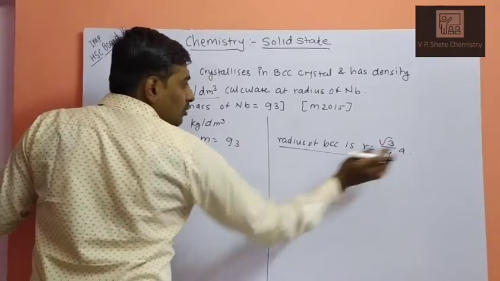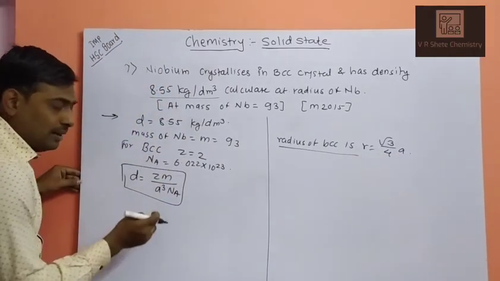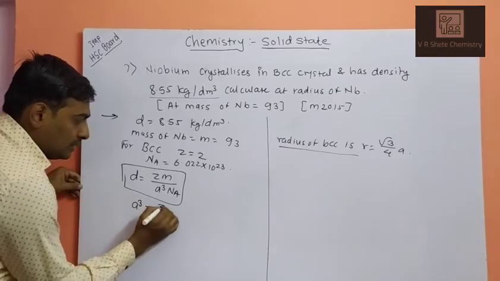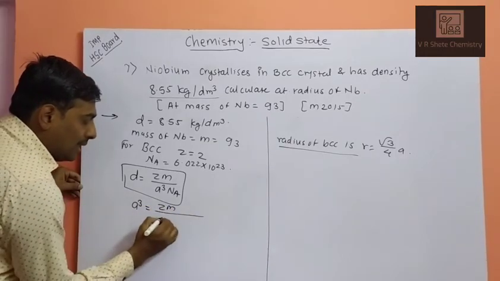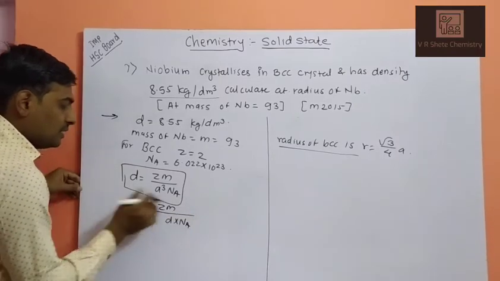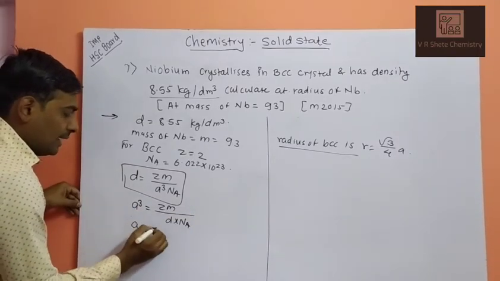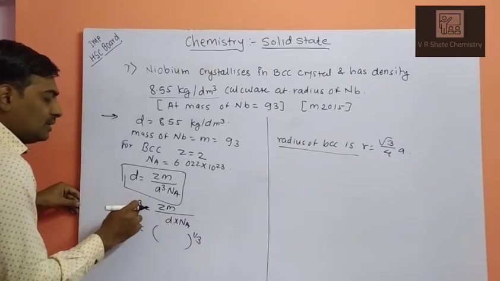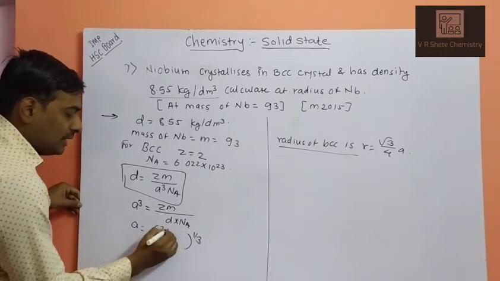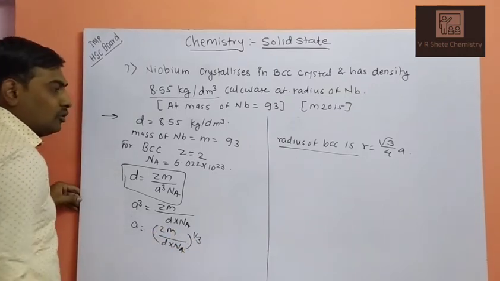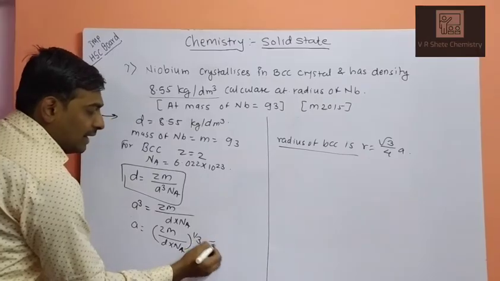So first of all, we have to calculate A. Rearrange this formula for A. Just shift A to this side: A cube is equal to Z M divided by D multiplied by Na. This is your A cube value. To get A, shift the power 1 by 3 to the right hand side, since this is a cube. A is equal to (Z M upon D Na) raised to 1 by 3. Substitute the values. What do we get?